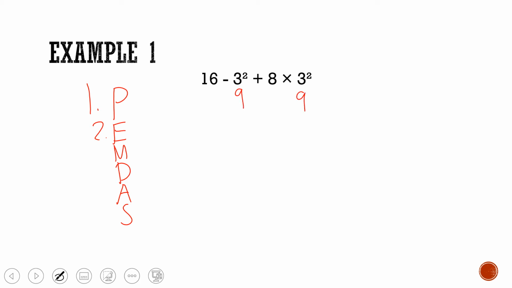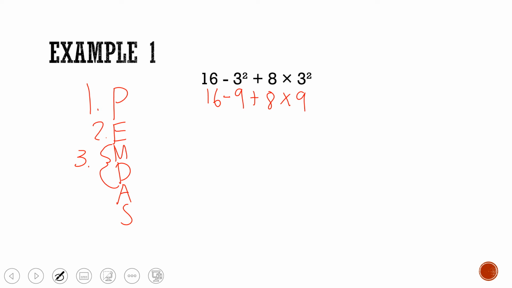Then everything else remains the same. We bring down the 16 and the minus, plus 8 and the multiplication sign. We have to keep everything else the same. The only thing we change is what we evaluate. Now let's go to step 3. Remember, these are together, multiplying and dividing. We do have one multiplication problem right now. We have that 8 times 9. So let's take 8 times 9. Give everyone a second to think about that. What's 8 times 9?